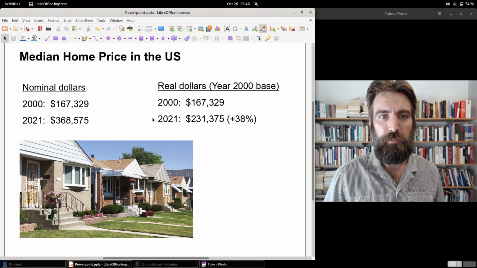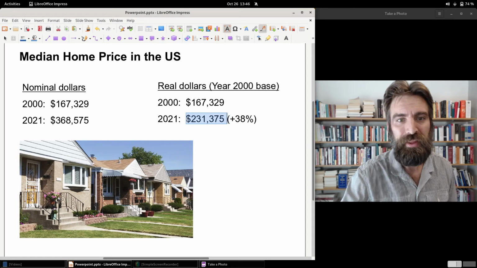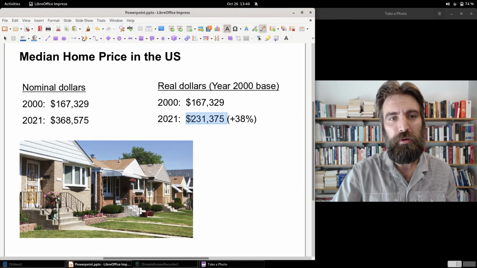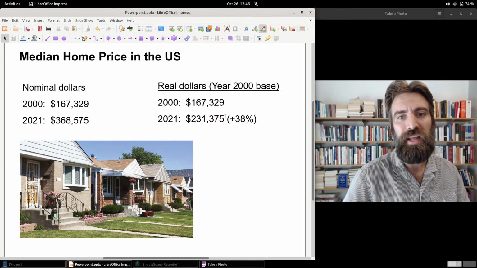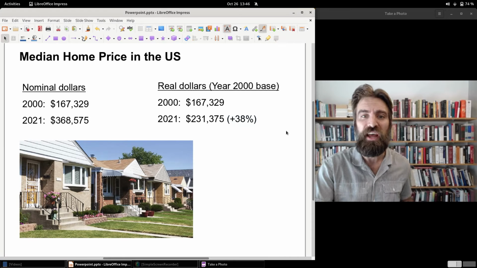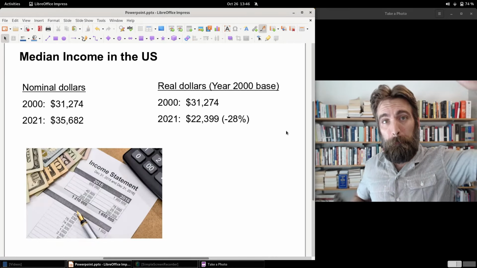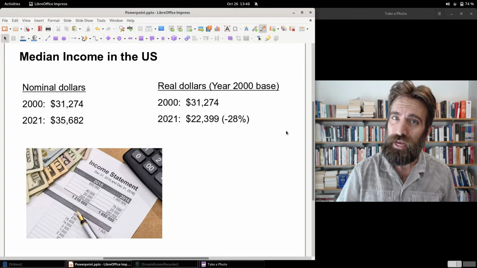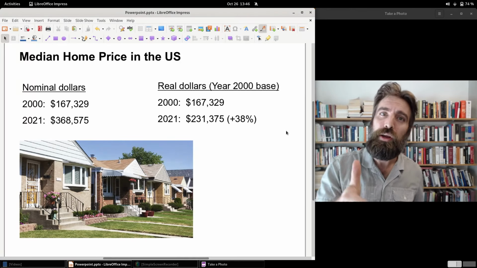If we use that as the base, in 2021 it's still a lot higher than in 2000. In year 2000 dollars, the median home price in the U.S. today is $231,375. That is an increase of 38%. So think about, to say it differently, median income down in the United States by 28% in the last two decades. The cost of a home up 38% in real terms.